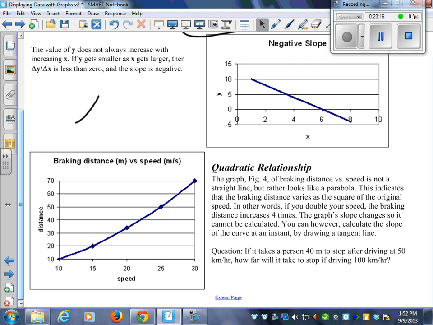So, the graph slope changes, so it cannot be calculated. Can you find the slope of a curve? You cannot. You can, however, calculate the slope of the curve at an instant by drawing a tangent line. Who knows what a tangent line is? Anybody?